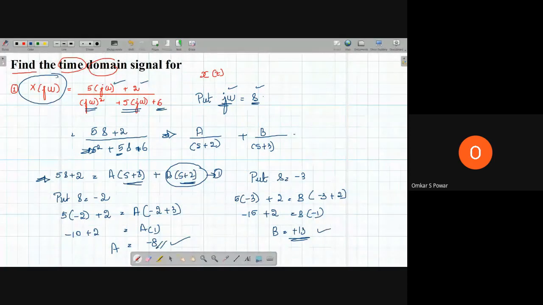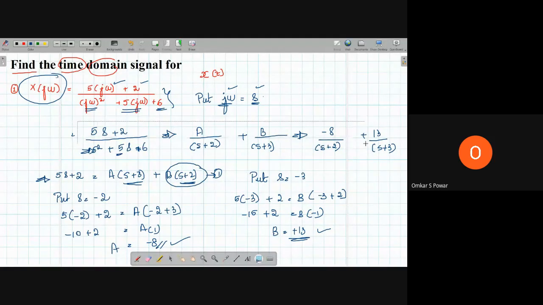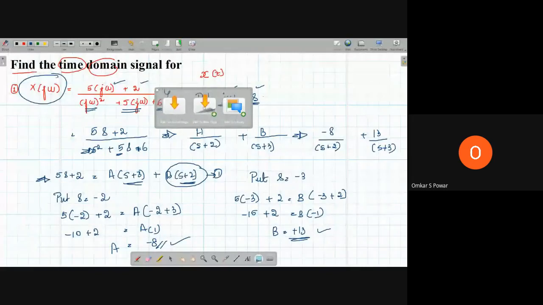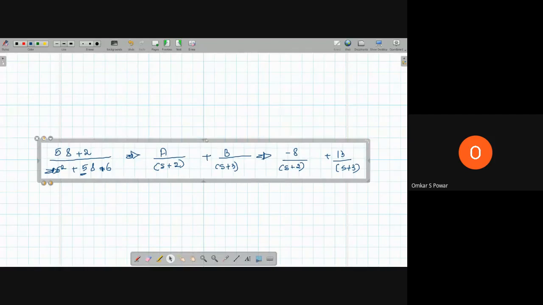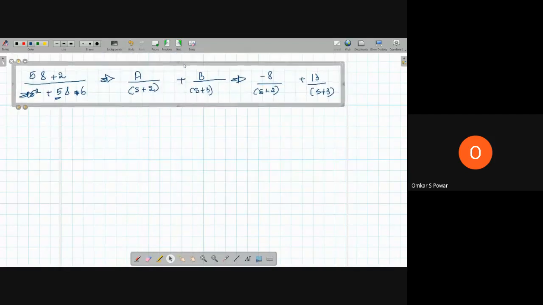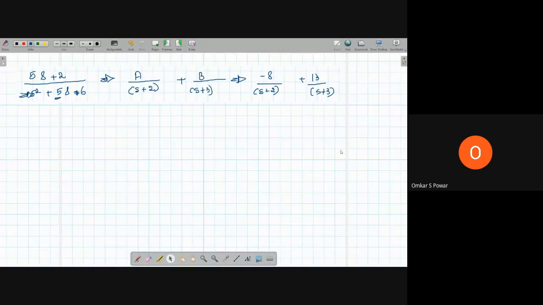We will substitute here. So it will be equal to minus 8 divided by s plus 2, plus 13 divided by s plus 3. So you must be wondering, why did I do it in terms of partial fraction? I will explain to you. Let me take this partial fraction to the next page. So now, why did I express it in terms of partial fraction?